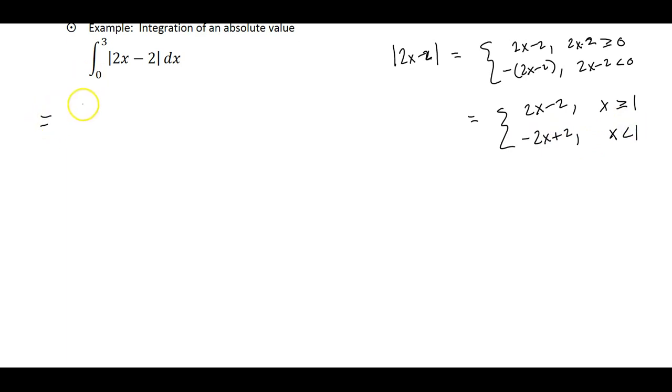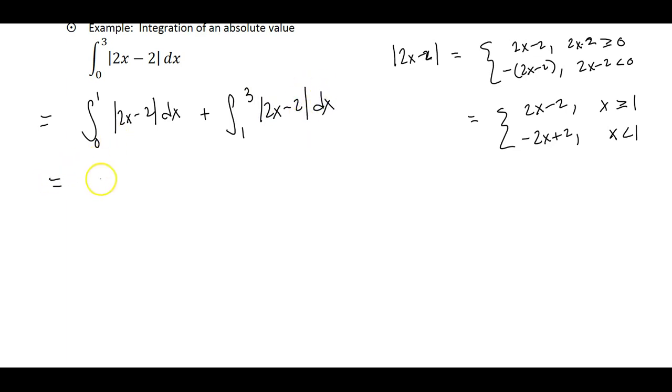So we can approach this integral by breaking it up at 1. So I'd have the integral from 0 to 1 plus the integral from 1 to 3. And from 0 to 1, that's going to be the negative 2x plus 2. And from 1 to 3, that's going to be the 2x minus 2.